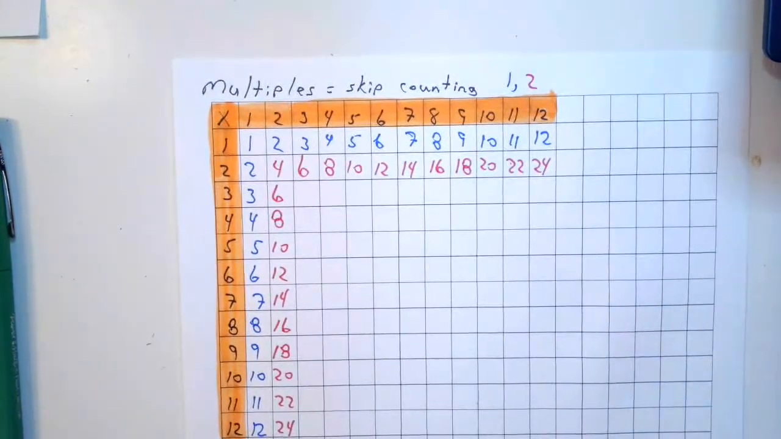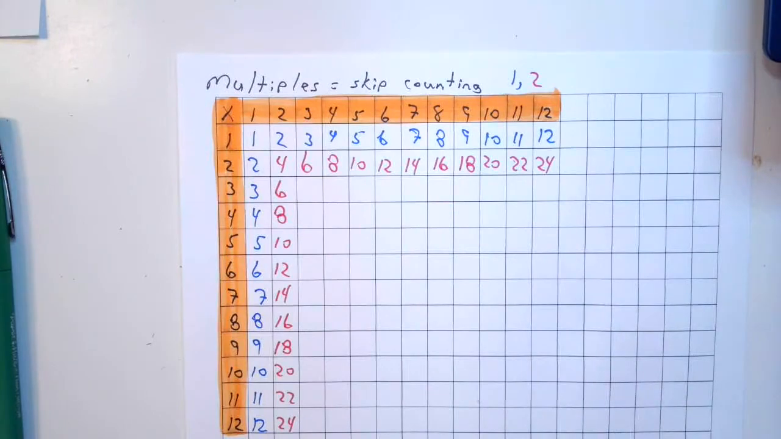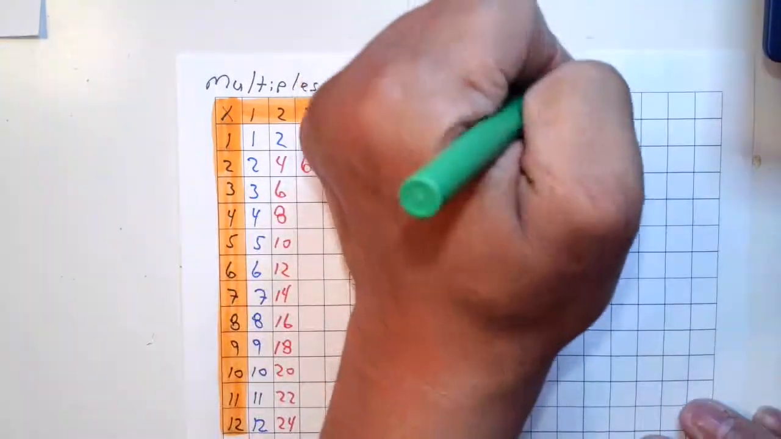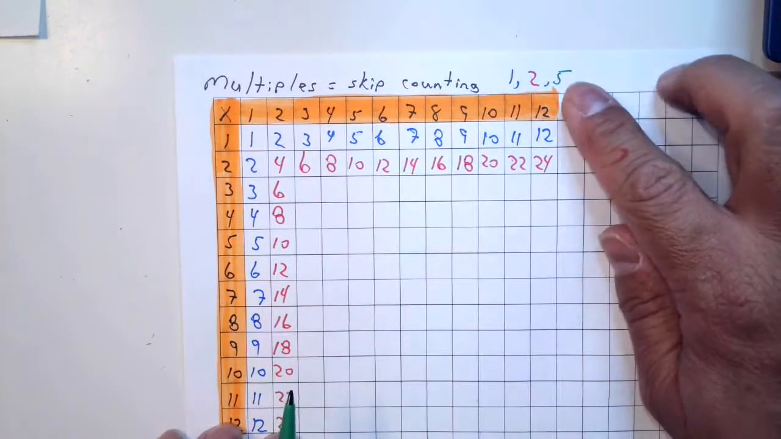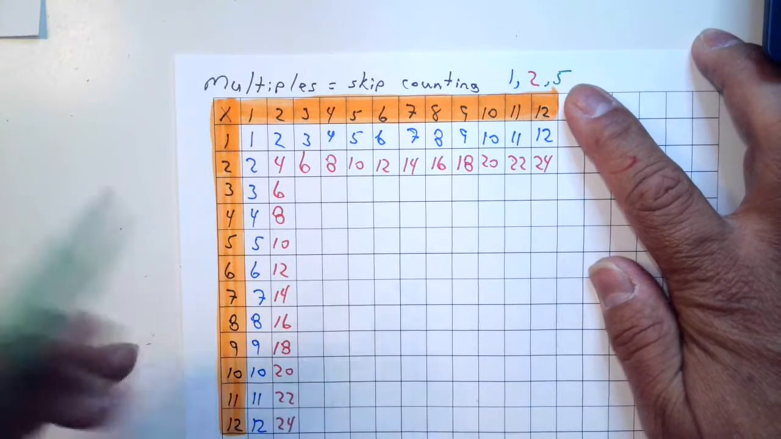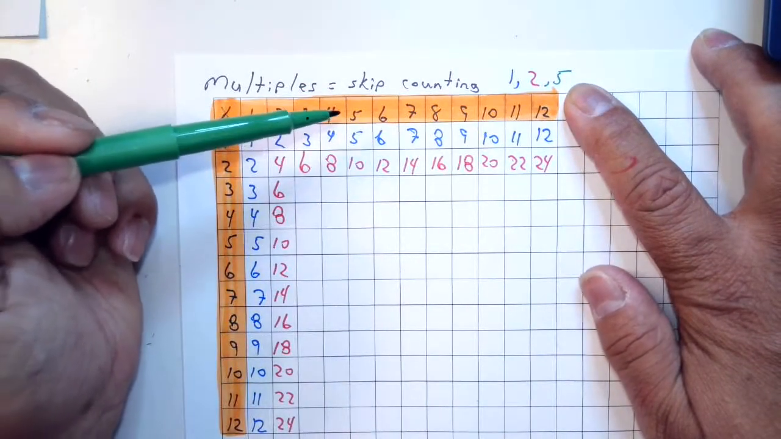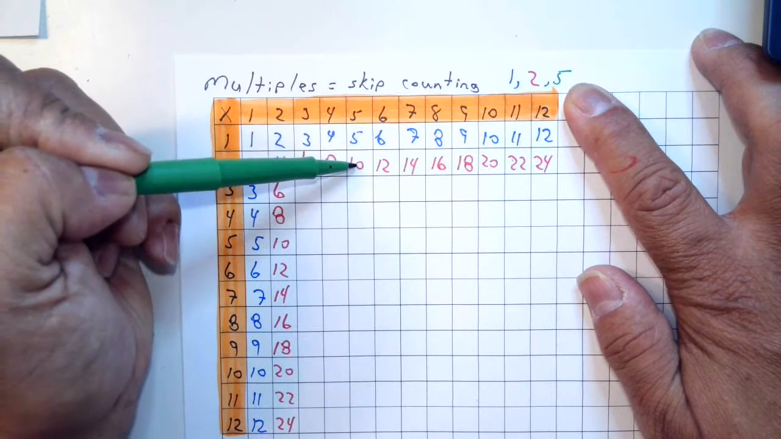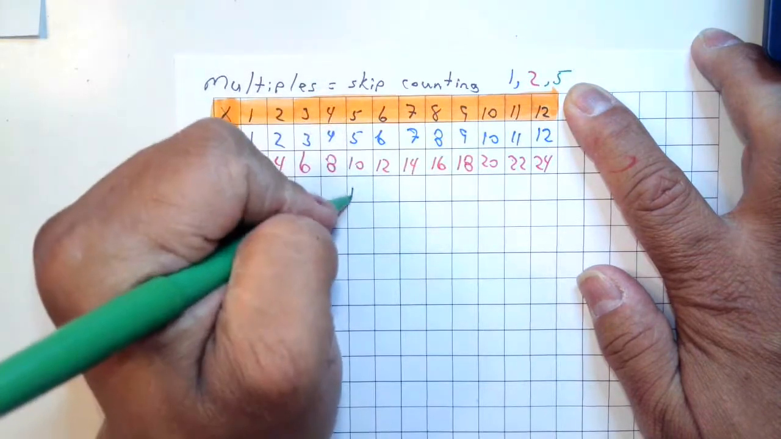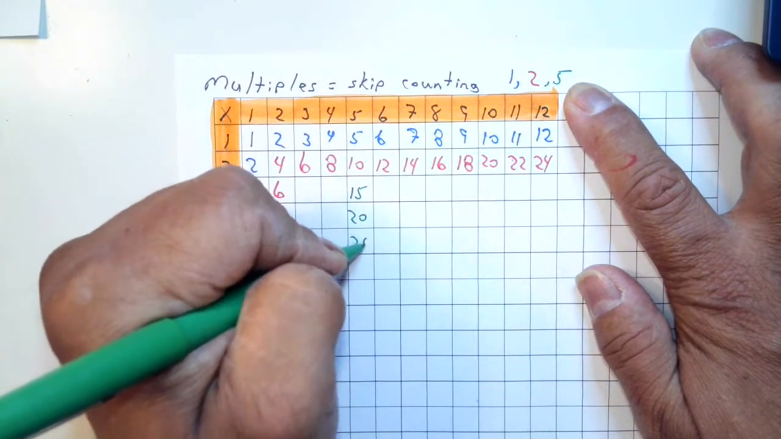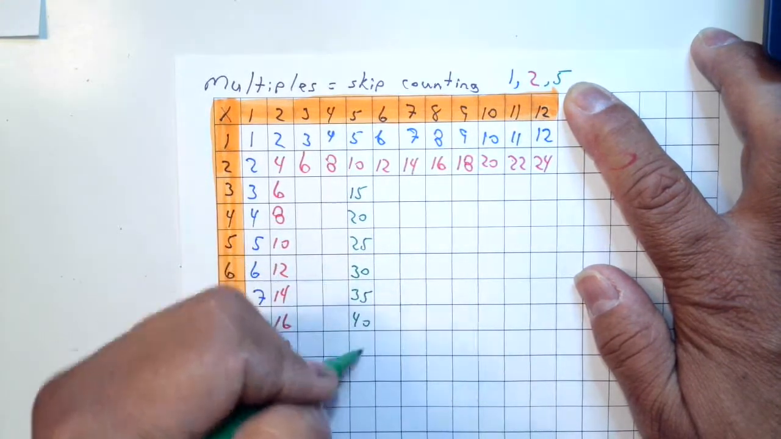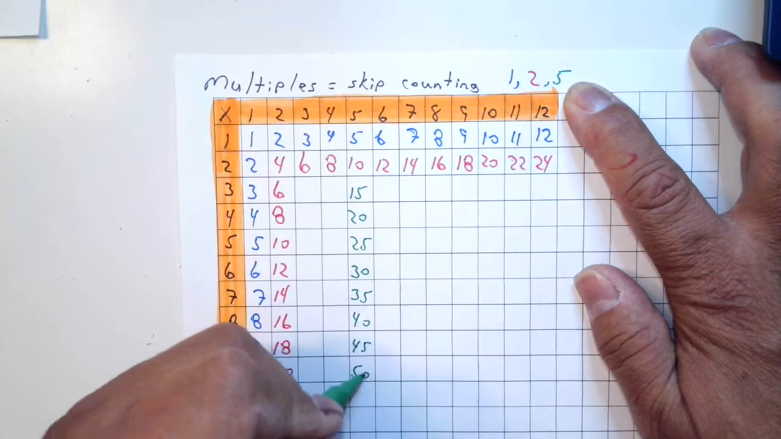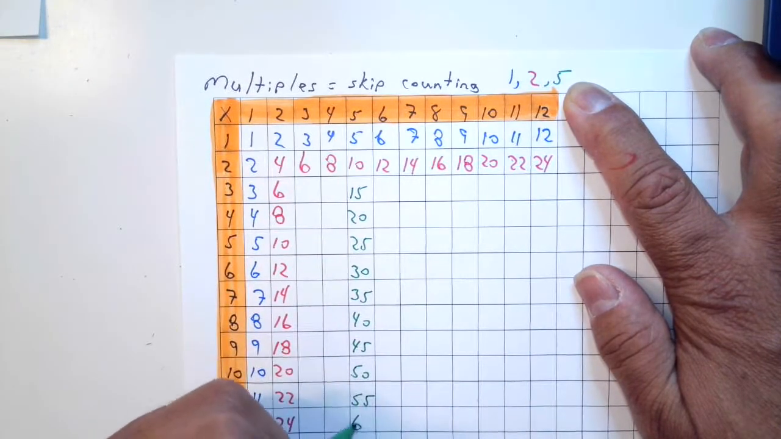Now, from there, once we finish doing the 2s, we're going to go to the 5s. I know some of you are wondering why I skipped the 3. Don't worry. Just keep doing it the way I'm doing it. So multiples of 5, starting with the first one. First one is 5, 10. See how we're doing skip counting of 5? So multiples of 5: 5, 10, 15, 20, 25, 30, 35, 40, 45, 50, 55, 60.